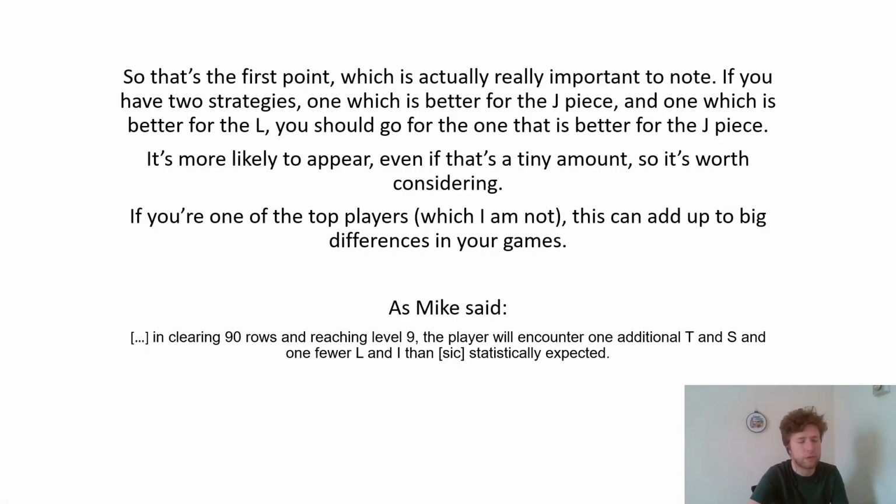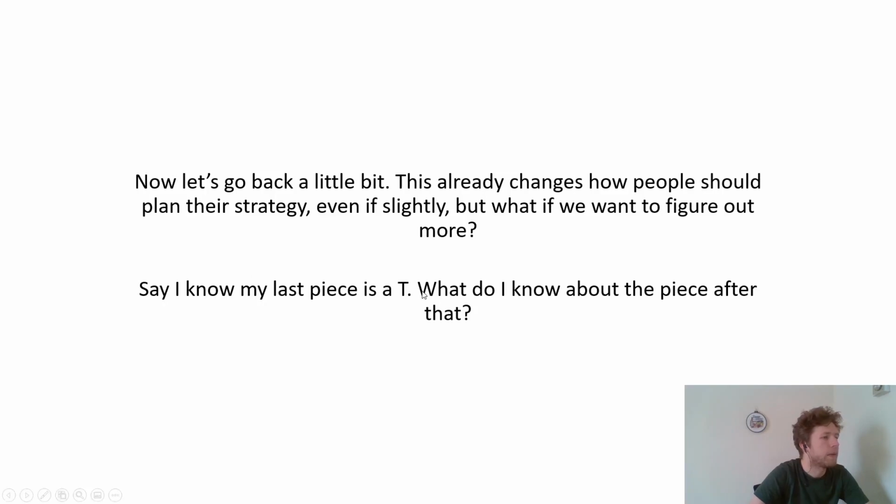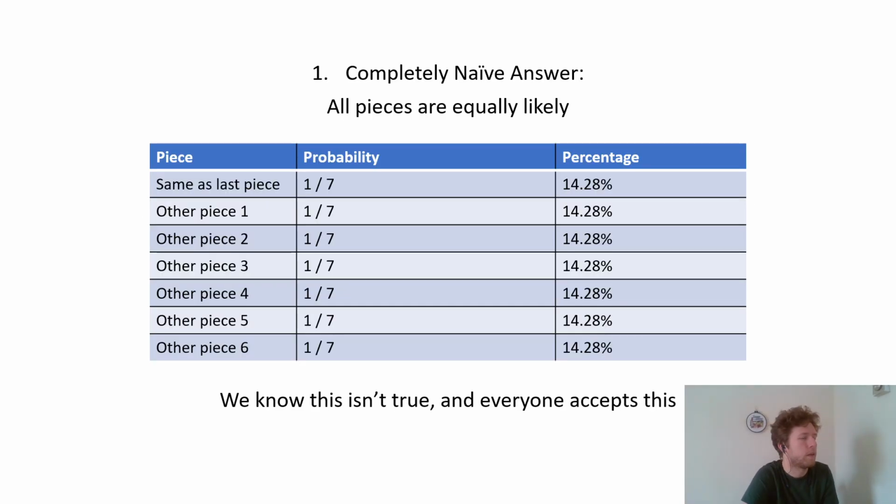So, this is just another slide. I wrote this kind of presentation up, but I figured I'd just talk through it and see where we get. What I really wanted to know, especially for the Tetris planning tool that I was creating, is: if I know my last piece is a T, what do I know about the piece after that? There are obviously a few answers you can go through.